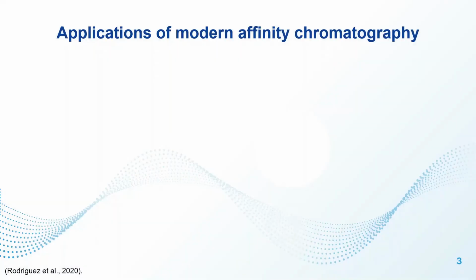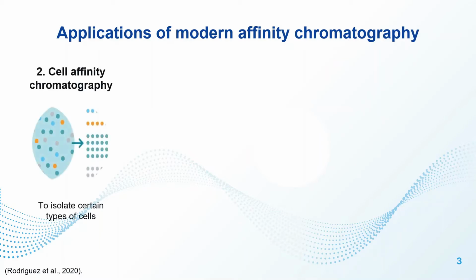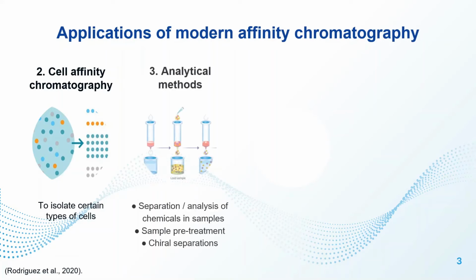However, this technique could also be used for other applications, such as cell affinity chromatography, to isolate certain types of cells by using interactions between cell surface agents and their ligands. It is also used for analytical methods for different purposes, such as separations or analysis of chemicals in samples, sample pretreatment prior to further analysis, or chiral separations important for drug discovery and development.